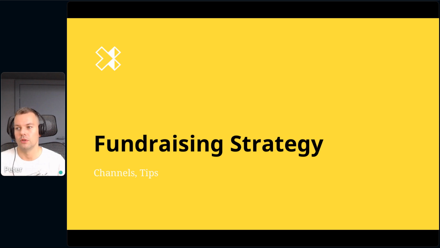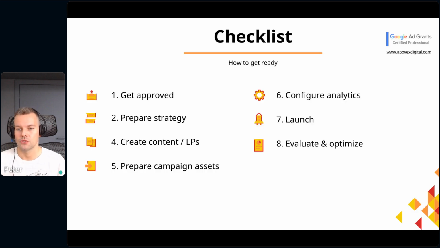And now let's move on to the fundraising strategy. So we have a checklist that we typically use when we plan a fundraising campaign. The first one is get approved, right? So that's related to Google Ad Grants. So if you don't have a Google Ad Grants account, obviously Google Ad Grants account should be a starting point. That's the cornerstone of a whole fundraising strategy. So first, get Google Ad Grants. Then once you have that, then we can talk about strategy.